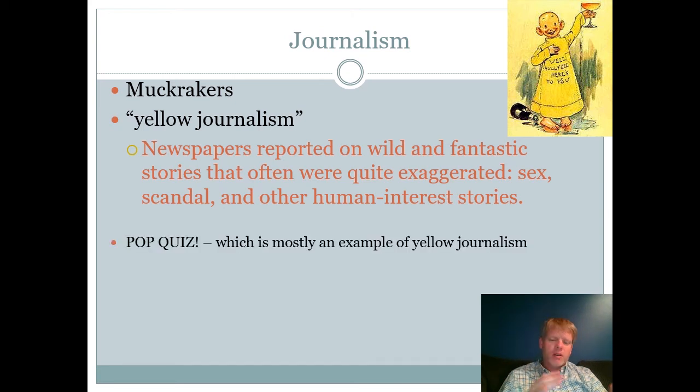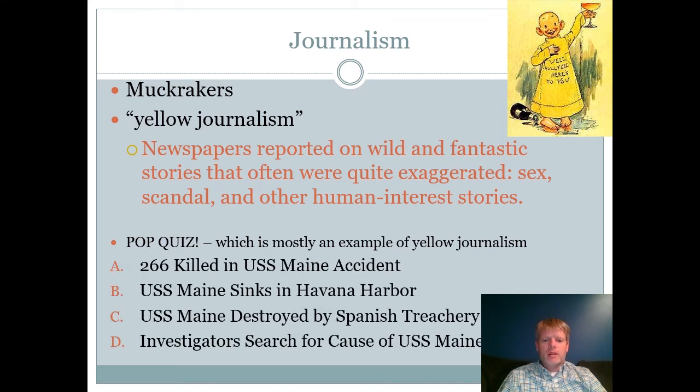So here I have a little activity for us as we do this online together. What do you think is a better example of yellow journalism? This is a little preview of what we're going to talk about next week. Is it: 266 killed in USS Maine accident? USS Maine sinks in Havana Harbor. USS Maine destroyed by Spanish treachery. Investigators search for cause of USS Maine explosion.